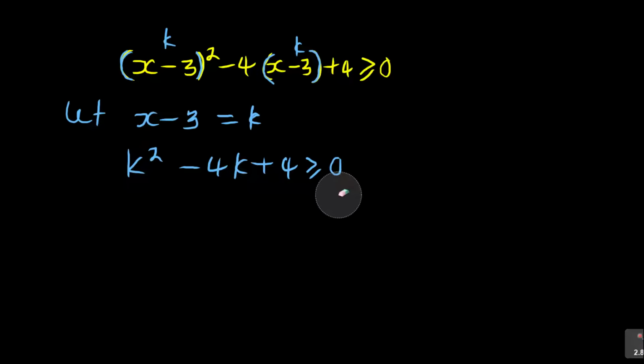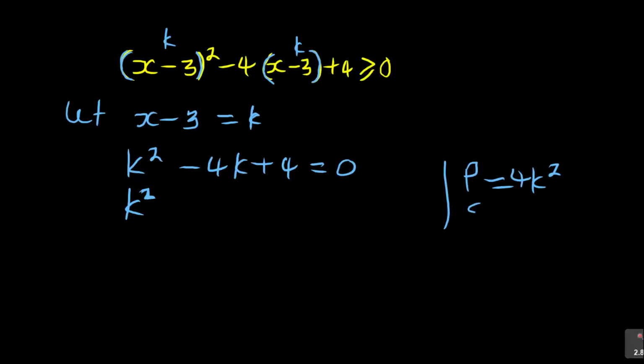But for now, let's avoid having this. Let's just solve it as equal to 0 and see what we come up with. I usually use what is called the product sum method, whereby I find the product, which is 4k squared, and the sum, which is minus 4. The factors of 4 are 1 times 4 and 2 times 2. So in this case, I'm looking at negative 2, negative 2.